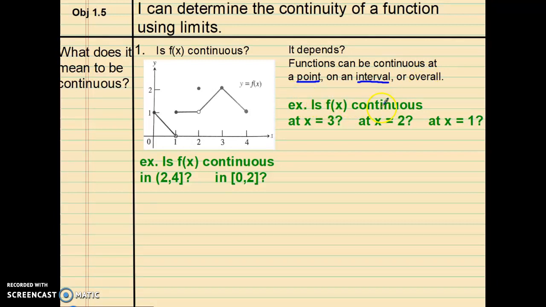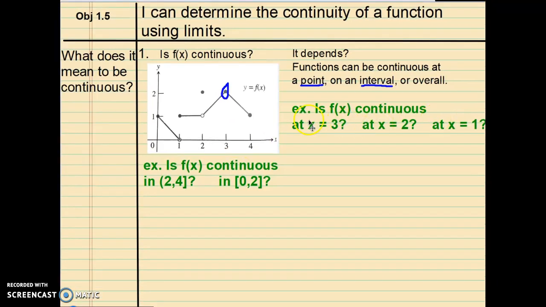Look at the first example. It says, is f of x continuous at x equals 3? So you see here that it has a nice closed point. You see that there's really no disruptions in the graph, and when that happens, we really are continuous. I could draw this point without lifting my pencil in the function. So I'm going to go ahead and say that x equals 3 is a yes, continuous. Now at 2, it's not undefined, because if you were to ask for the y value at 2, the y value at 2 would be 2.